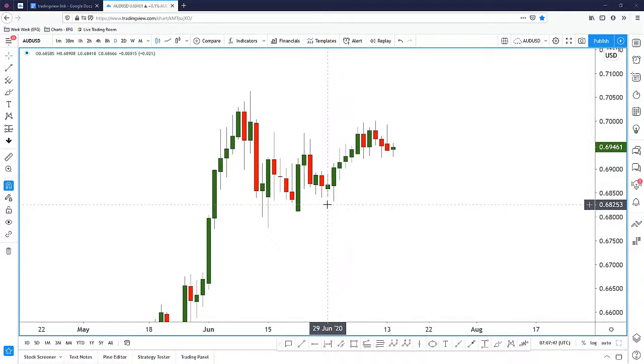For today's trade of the day, I will be looking at the Aussie dollar. I chose this pair because there's a very nice configuration on the 1 hour chart. Without wasting further time, let's quickly dive in.